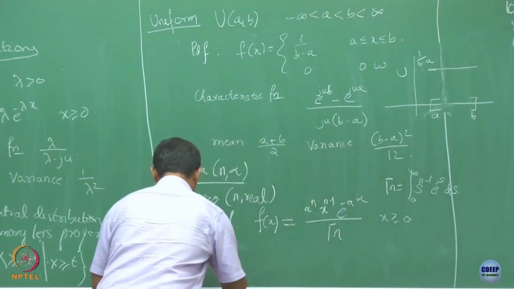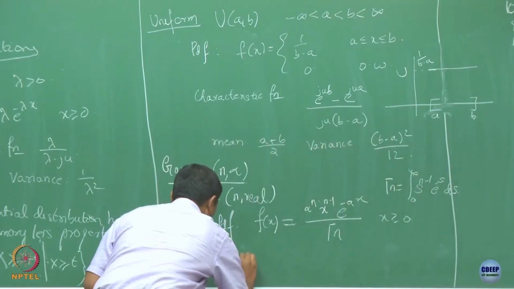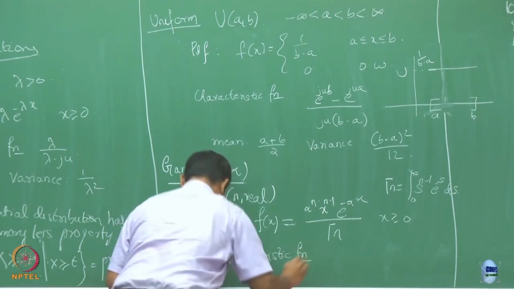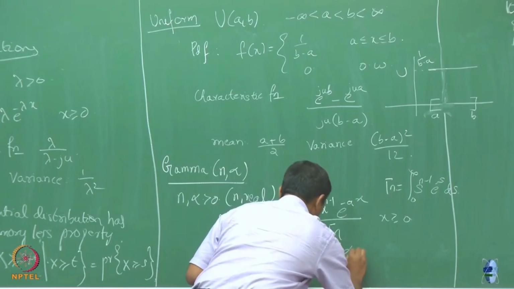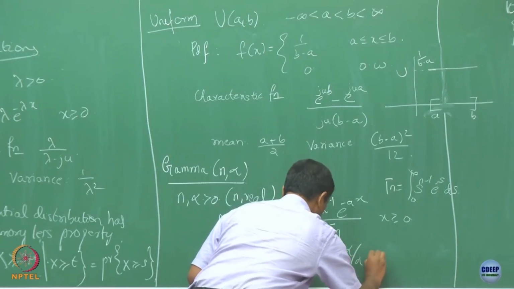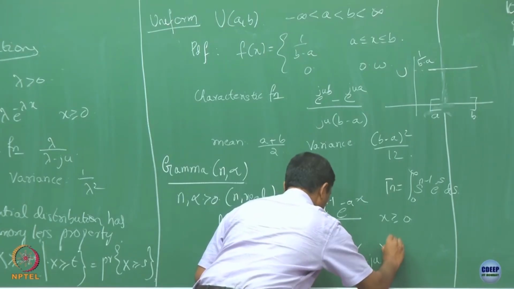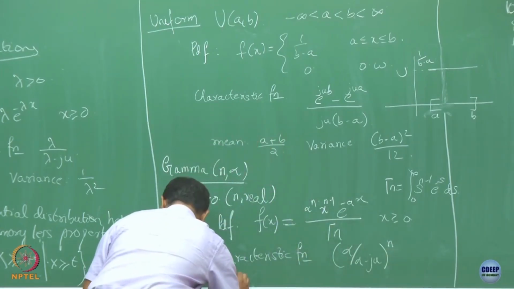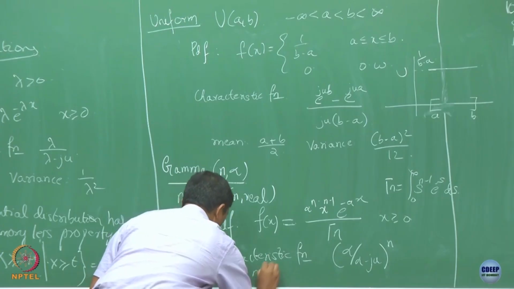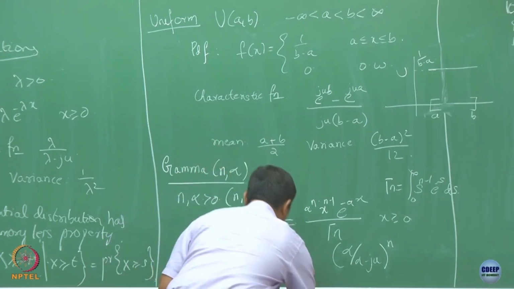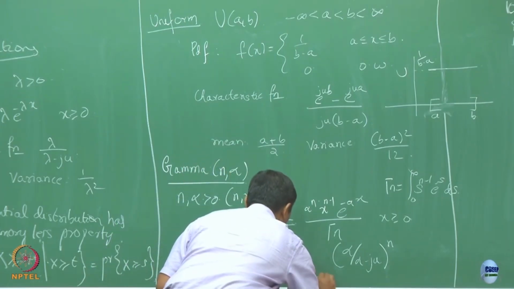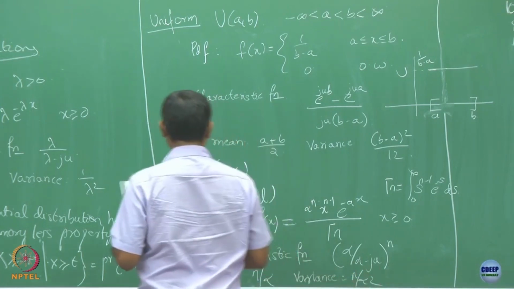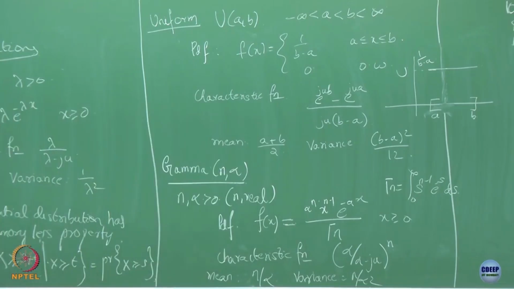And you can find that its characteristic function is... its mean happens to be n, and so another useful distribution is the gamma distribution.